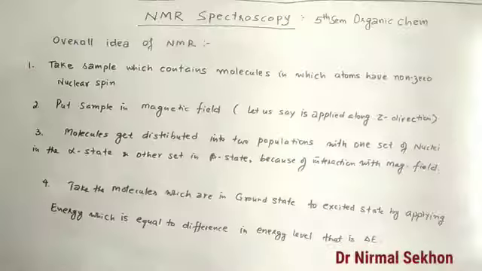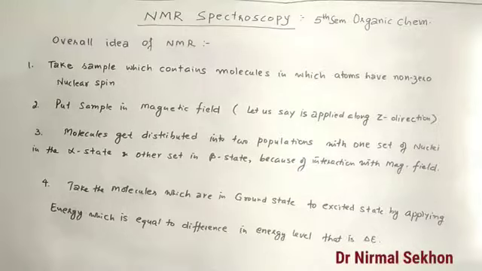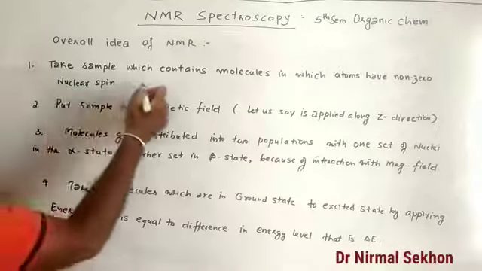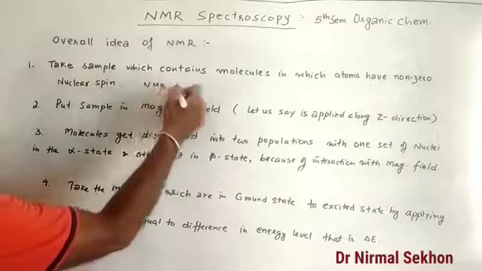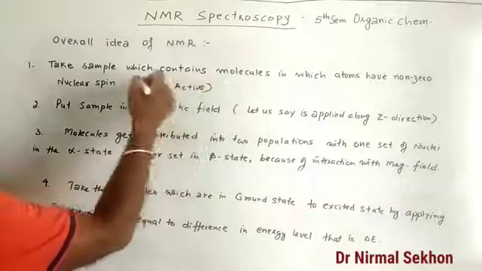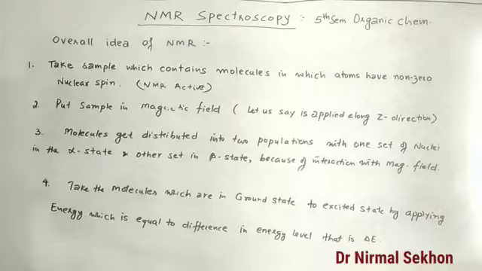Okay, so this is the overall idea of NMR that we studied. First, take a sample which contains molecules in which the atoms have non-zero nuclear spin. Non-zero nuclear spin means NMR active nuclei, in which the value of I is more than 0. Second, put the sample in a magnetic field that we apply externally. Let's say it's applied along the z-axis.